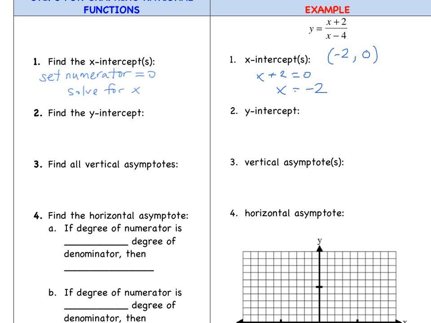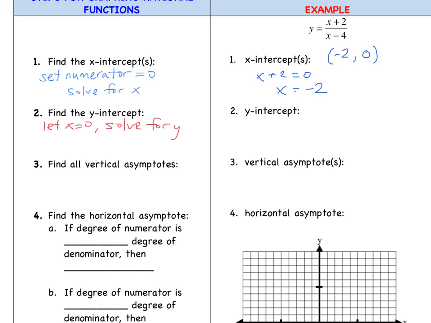Our next step is the y-intercept. What's a y-intercept? A y-intercept is when x equals 0. So with a y-intercept, we are going to let x equal 0 and solve for y. You guys know what a y-intercept is, so that's nothing new. Let's go ahead and do that.